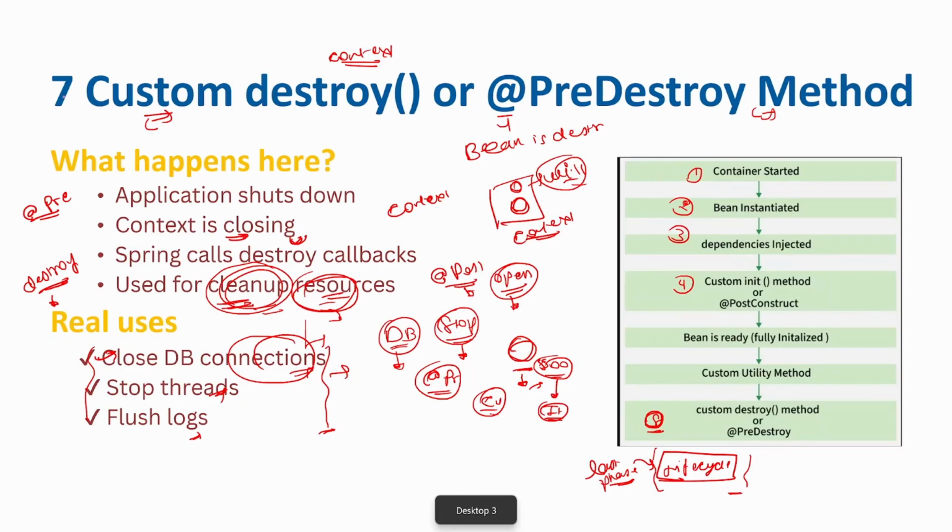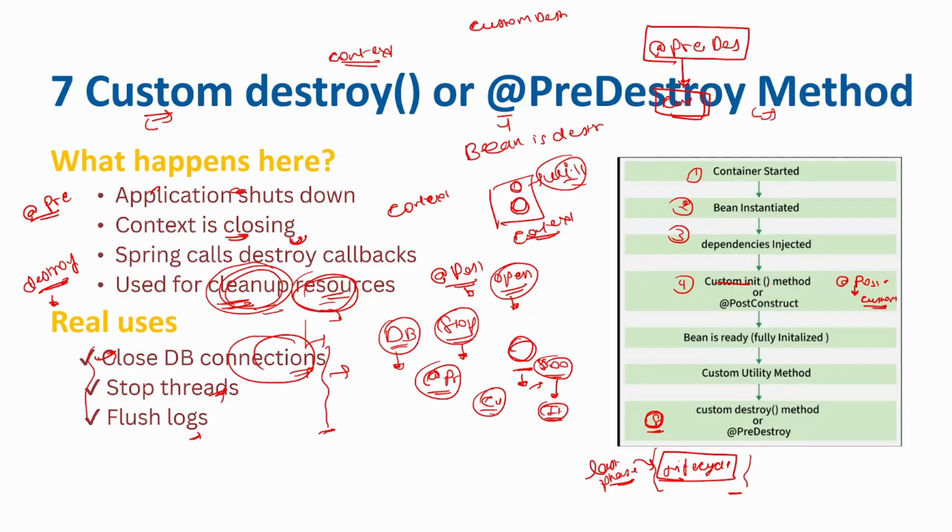So if we have specified both pre-destroy and the custom destroy, first the stereotype annotation method will be called, then the custom destroy method will be called, and that is the same for the custom init. So the flow is like first the post construct is called and then custom init is called, and here also first pre-destroy will be called and then the custom destroy will be called. So this is the flow.